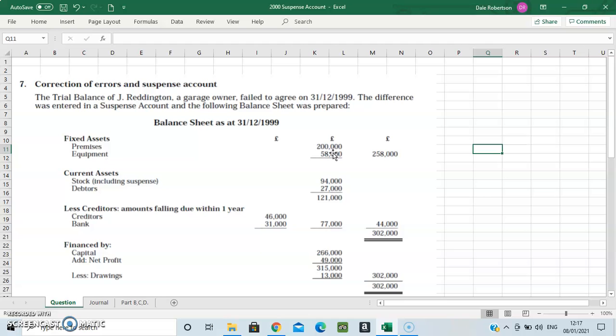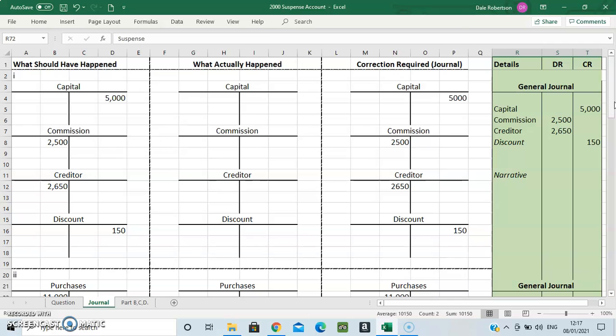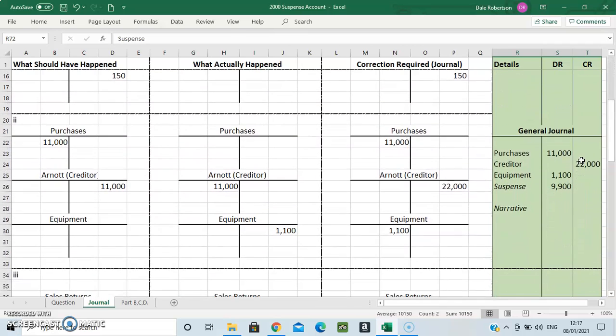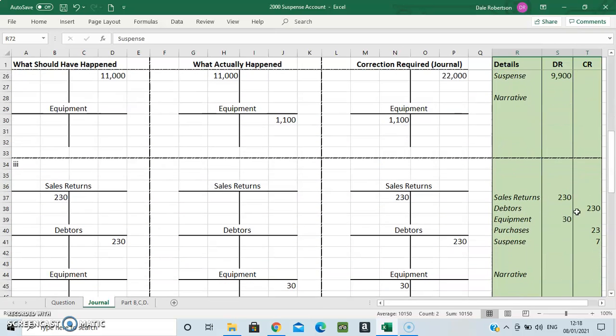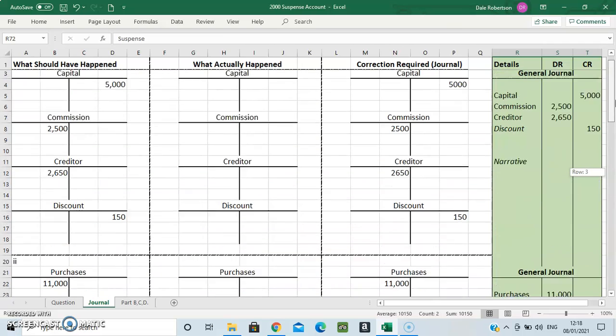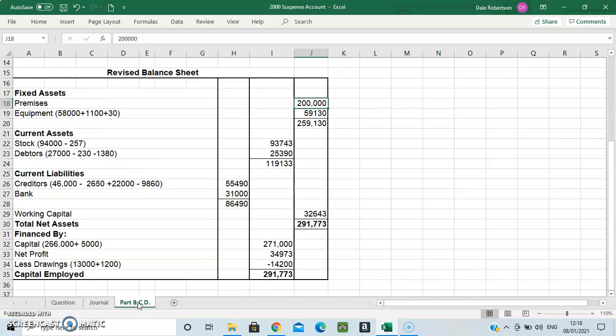Now equipment is 58,000, but in the question there are two mentions of equipment. Let me see if I can find them to illustrate. There's a debit of 1100 here in number 2, and there is a debit of €30 there in number 3. So equipment is mentioned twice. Now here our rule has to be a bit more accounting related. An asset always has a debit balance.